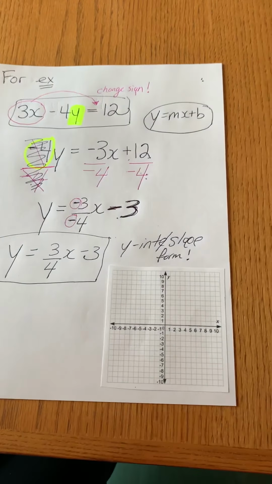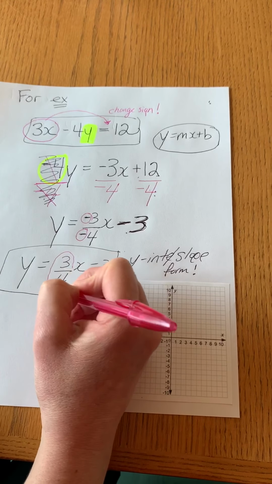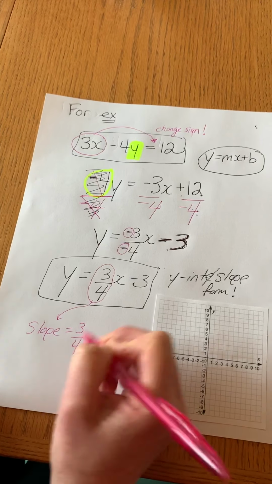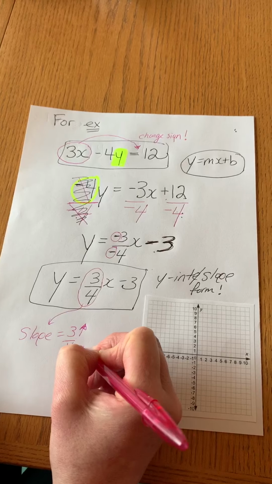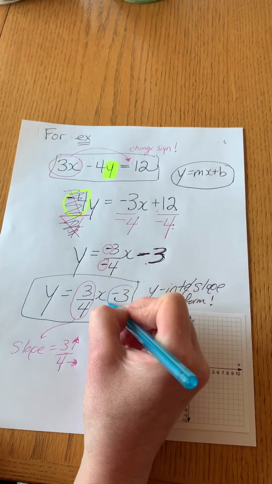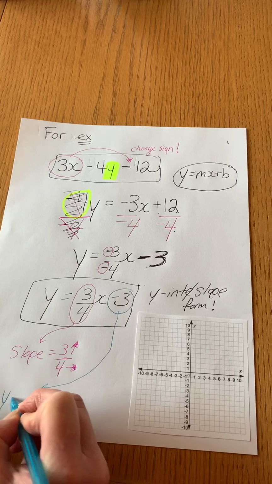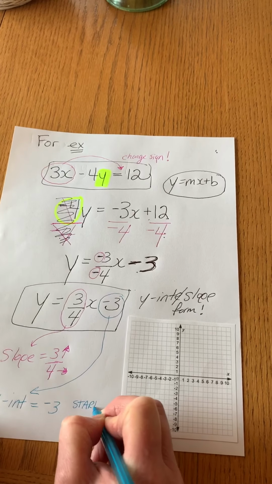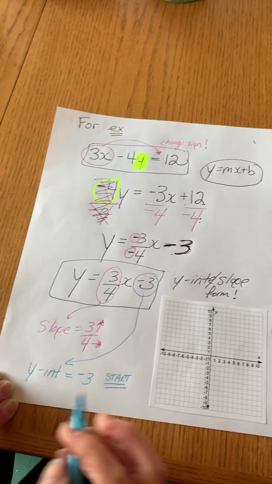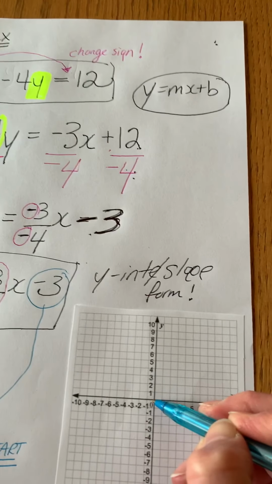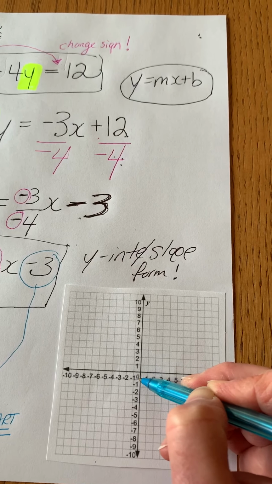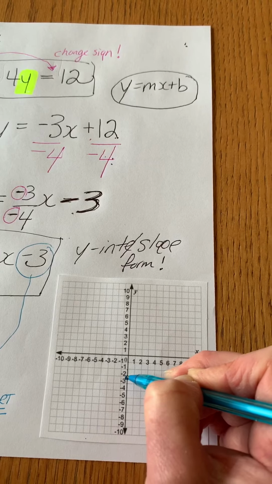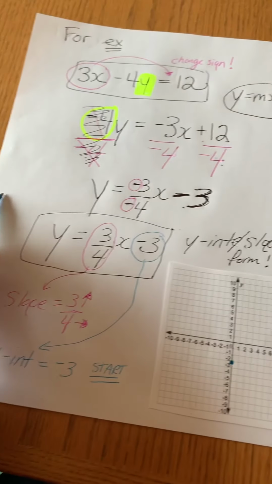So in order to graph, we have to do two things. We need our slope to graph, which is 3 over 4. So we've got our rise and our run. And we also need our y-intercept, which is -3, which remember tells us where to start the graph on the y-axis. So we look over here on our y-axis and we have to start at -3. So we count down, -1, -2, -3. So we start right here, and then the slope tells us how to move.